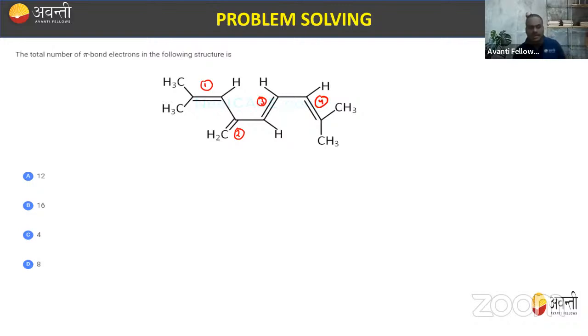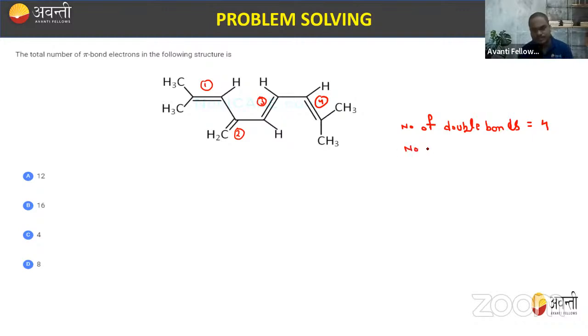And in this question they're asking total number of pi bond electrons. They're not asking pi bonds. They're asking total number of pi bond electrons. So we can say that number of double bonds. तो कितने number of double bonds हैं इधर? 4. So the number of double bonds is equal to 4.